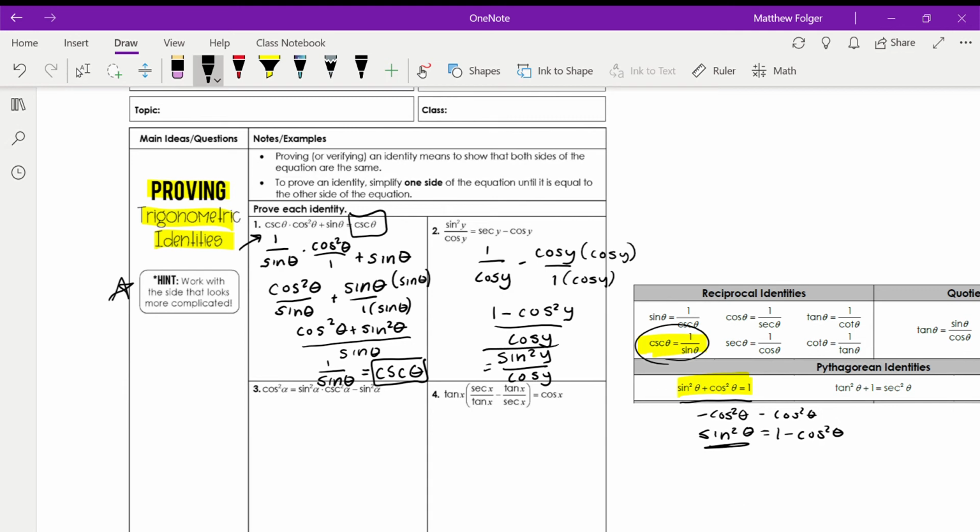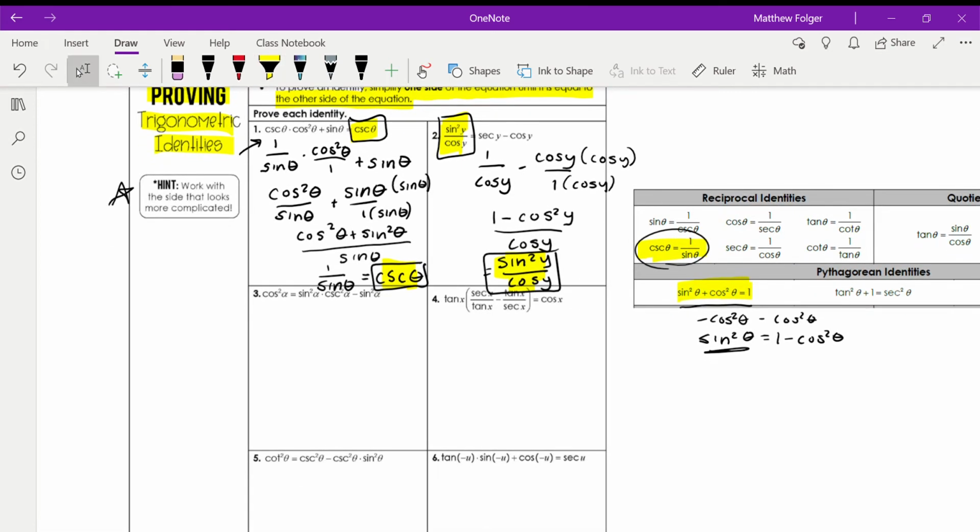And if you notice, this over here is equal to what we wanted it to equal, just like this one was in question number 1. So the process is identical, except we need to just pick a side and make it equal to the other side. So up top, it's stated pretty clearly. To prove an identity, simplify one side of the equation until it is equal to the other side of the equation. That's it. So moving on to number 3.